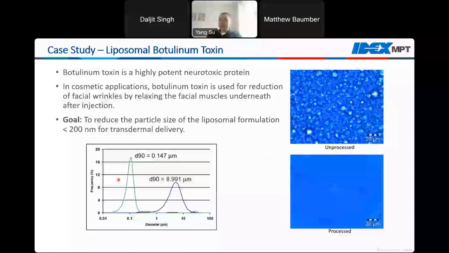And after passing through the microfluidizer processor, the D90 particle size, again, meaning 90% of the vesicles or populations are below 150 nanometers in this case. And from the microscope image, you barely can see anything. The reason being the resolution of the microscope is not as high that you would be able to see nano-sized particles. Anything less than a micron won't show up here, because you can see this scale bar here represents 20 microns.